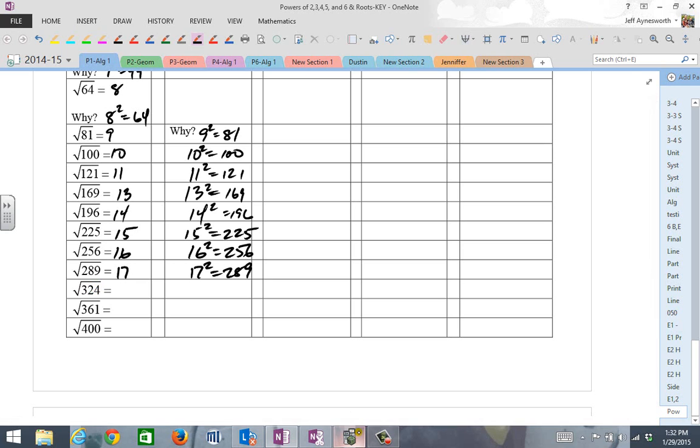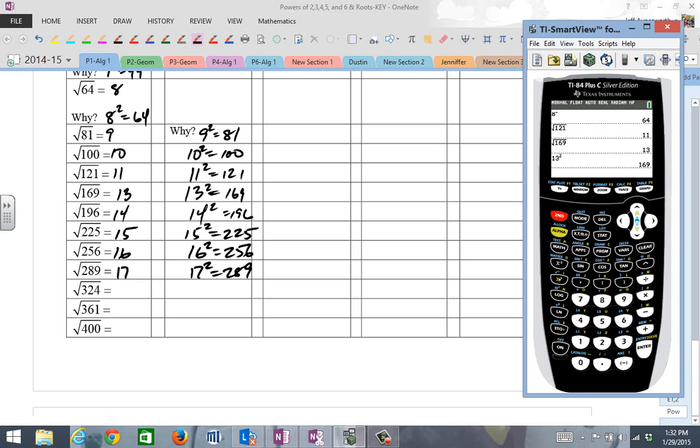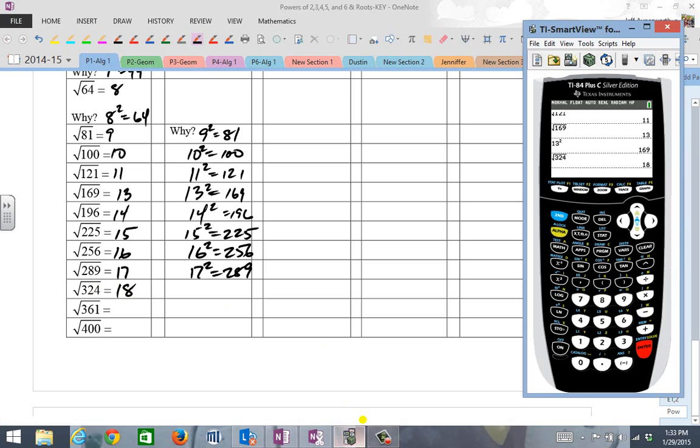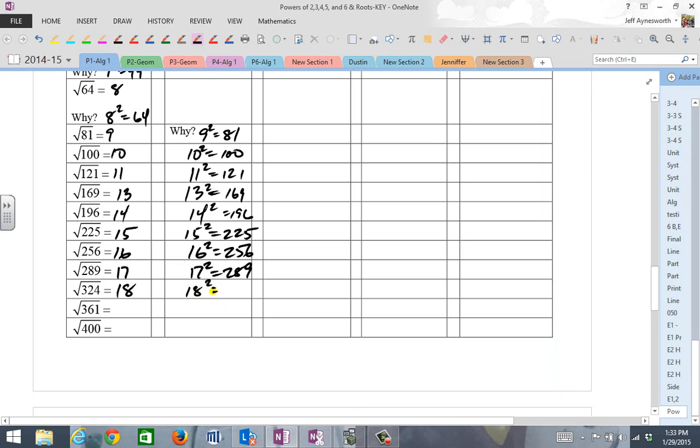Let's take the square root of 324. Okay, enter it in. Hit the enter button. It's 18. All right, and then check it. 18 squared, you get 324. So 18 squared gives you 324. If you don't know these by heart, you got to get them down. You got to practice and memorize.